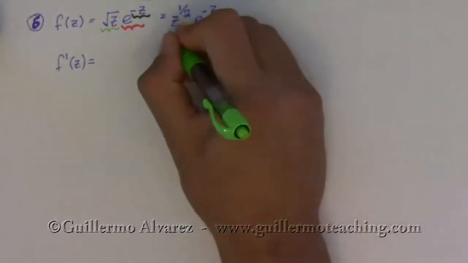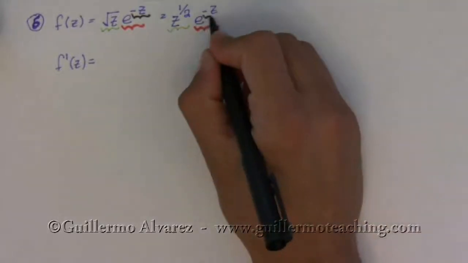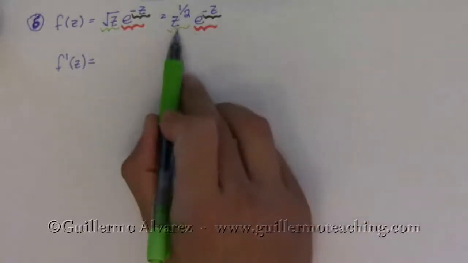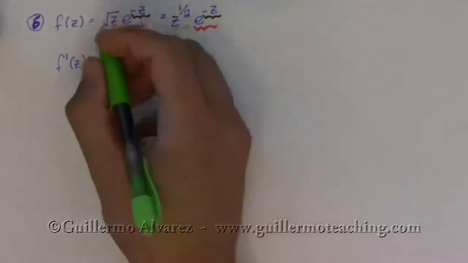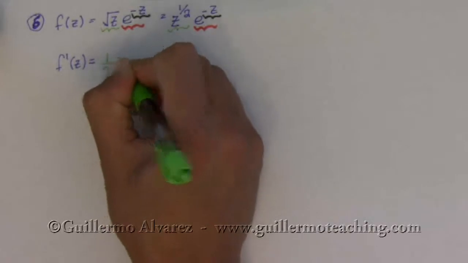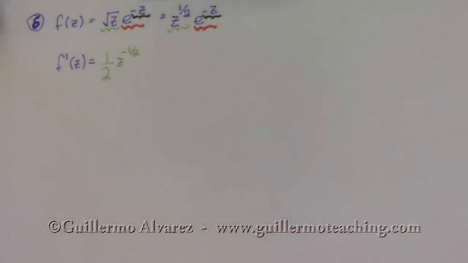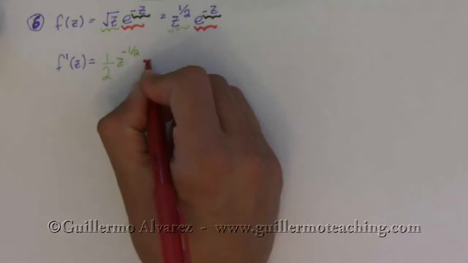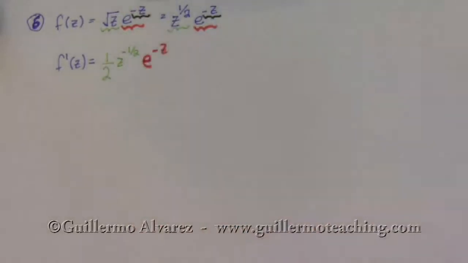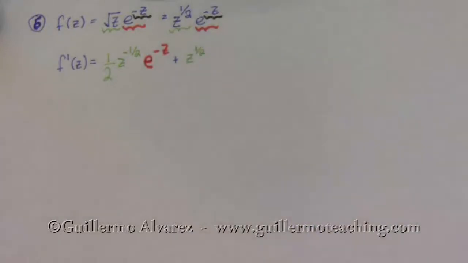Okay, and let me color these in again to make sure we're on the same page. Okay, so we get the derivative of the first using the power rule, so we're going to have 1/2 z to the minus 1/2 times the second, leaving it alone, so e to the minus z, plus, now the first one we leave it alone, so z to the 1/2 times the derivative of the second.